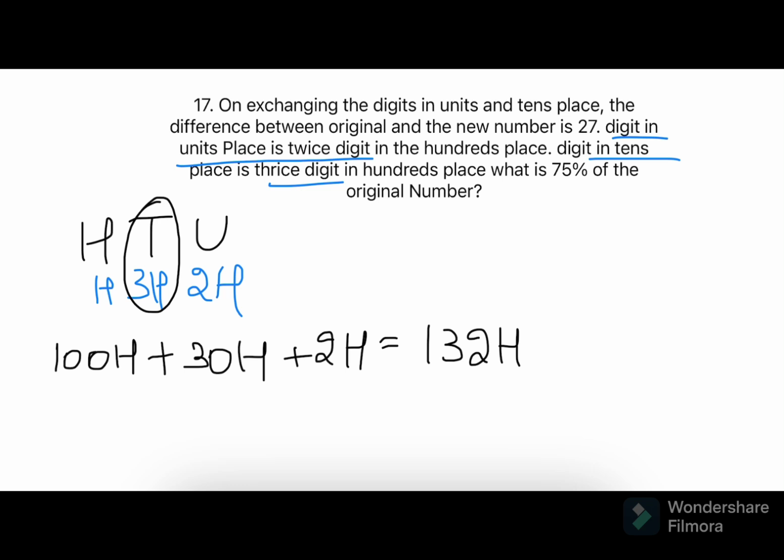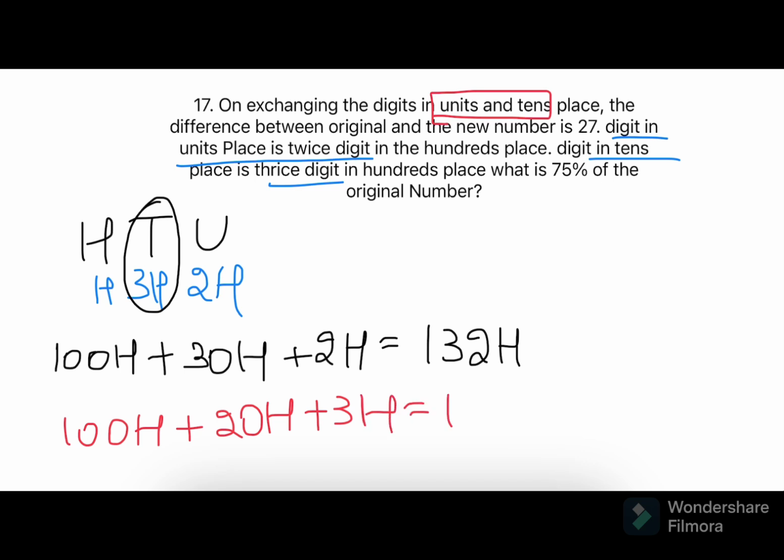Now, what happens? There is exchanging of the digits. Which digits are getting exchanged? On exchanging the digits in units and tens place, meaning these two numbers are getting exchanged. So what is the new one? What does it become? 100h remains as it is. This becomes 20h, and this becomes 3h. So what have we got? We have got 123h as the summation of these, right?